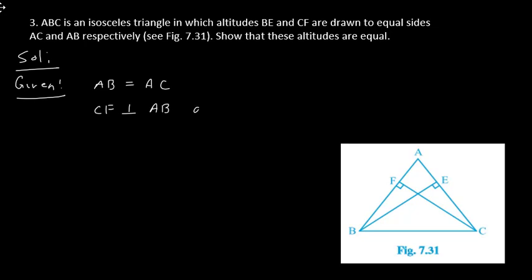And this BE is perpendicular to AC. Now what we have to prove? To prove the altitudes are equal, we have to prove that this CF and this BE are equal. Okay, now let us do the proof.